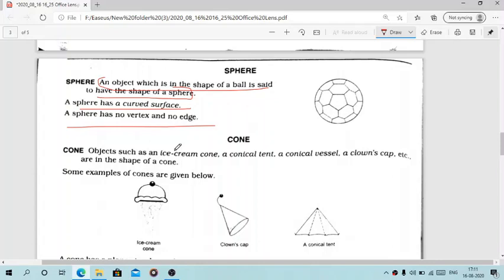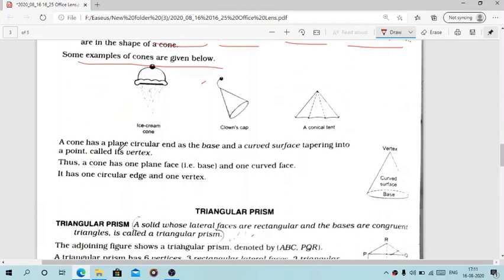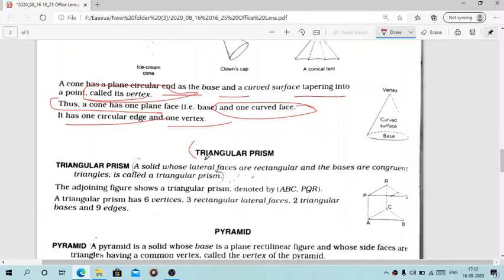Now, cone. Objects such as an ice cream cone, conical tent, conical vessels, clown's cap, etc. These are examples of a cone. A cone has a plain circular end at the base and a curved surface tapering into a point called its vertex. A cone has no plane faces. It has 1 circular edge and 1 vertex.